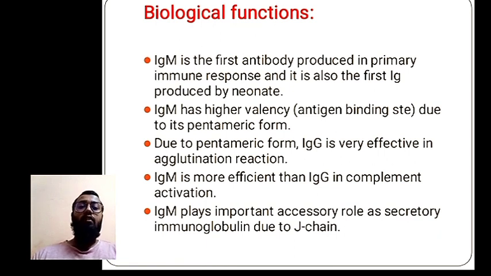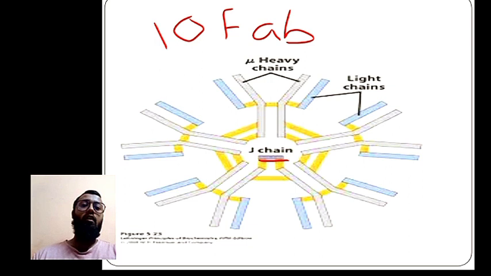This J chain helps in the secretory immunoglobulin action. Like IgA, which also has a J chain that helps in secretion, as in tears and breast milk, and in GIT secretions and other places. So IgM is also present in the secretions. So remember these biological functions, and we also saw the pentameric structure of the IgM.